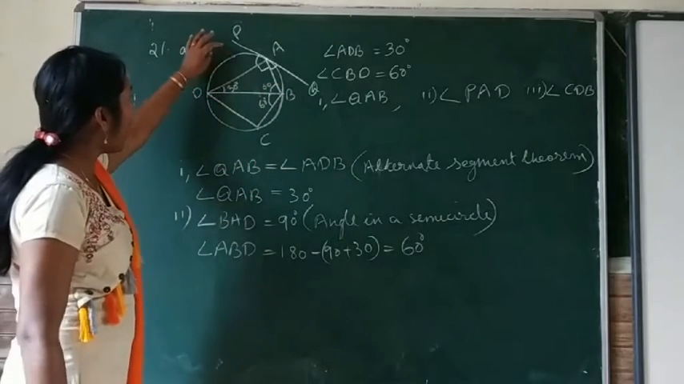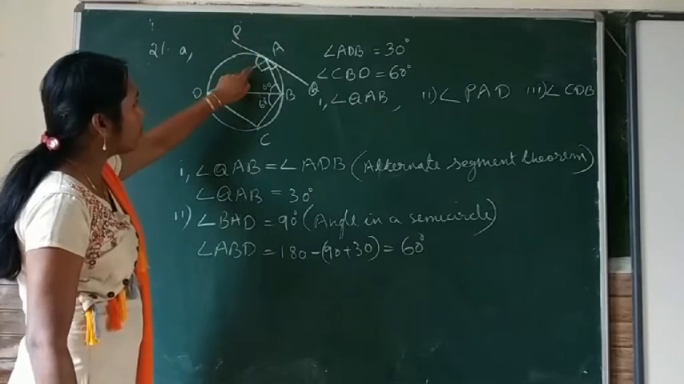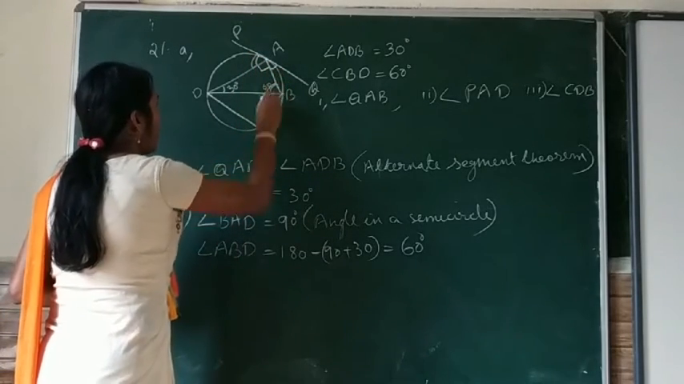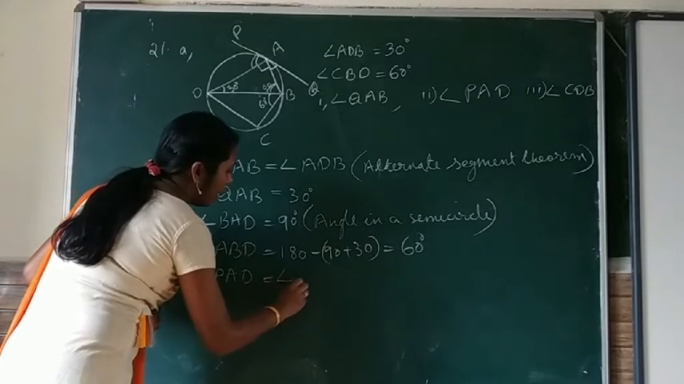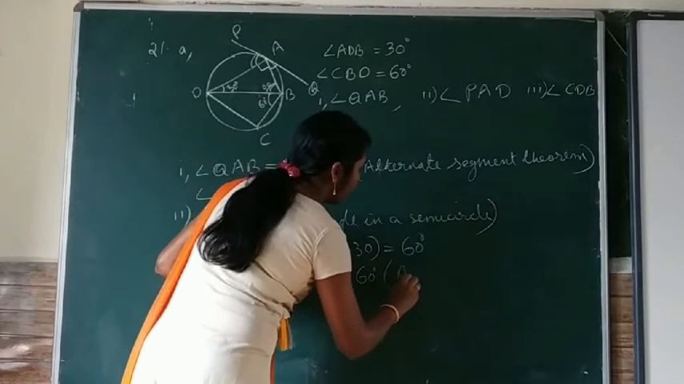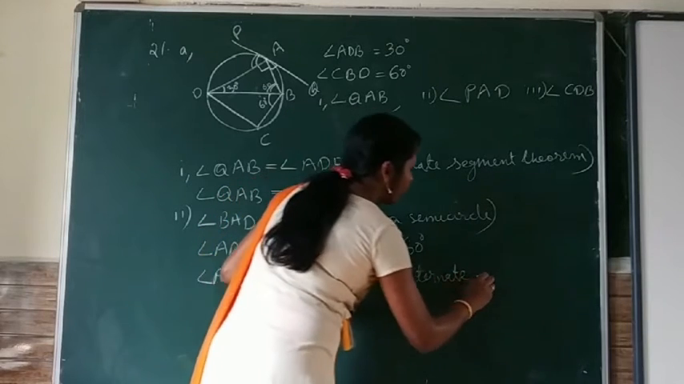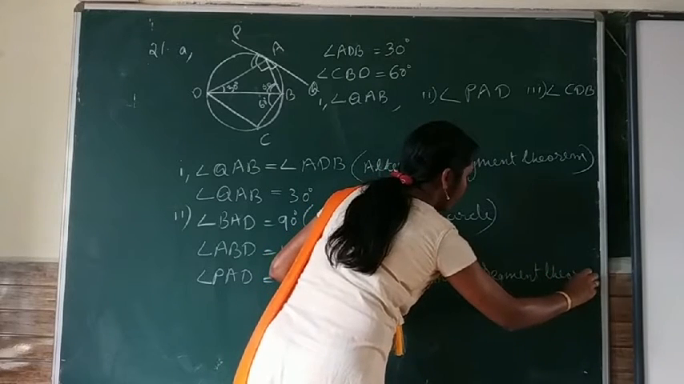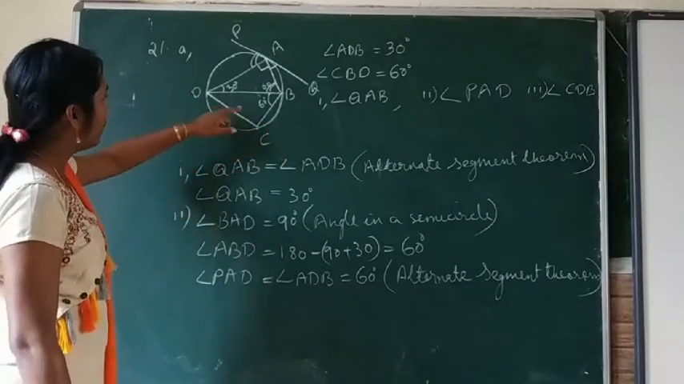Now we have considered the angle PAD. We have to find out this angle. This angle is equal to the angle in the alternate segment, so these two angles are equal. Angle PAD is equal to angle ABD, that is equal to 60 degrees. Reason: alternate segment theorem. Now we have to find out angle CDB.